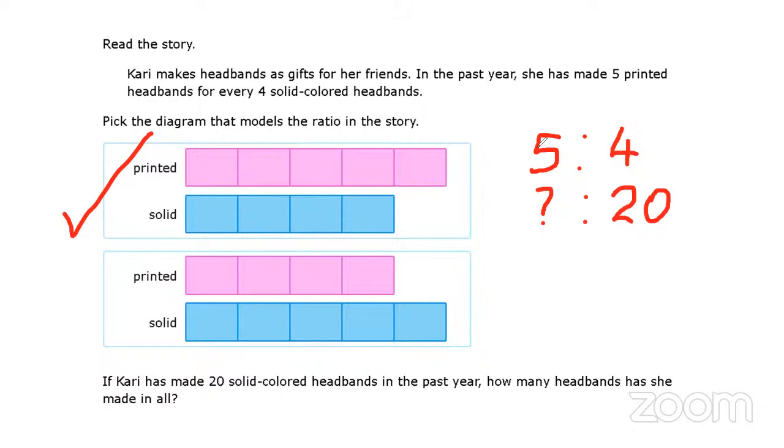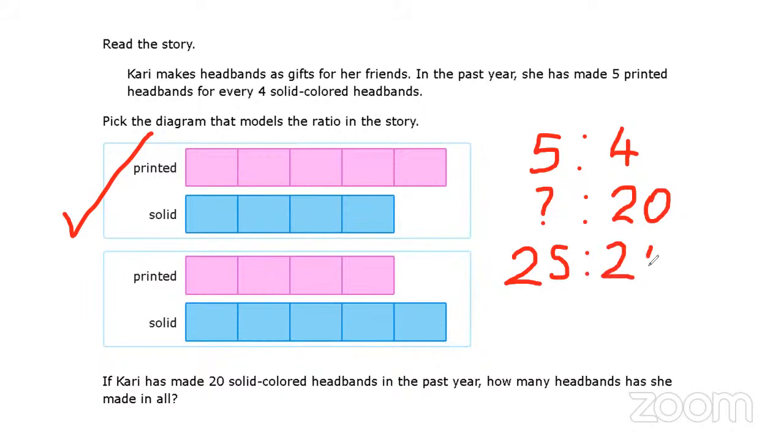Let me hear what Freezer thinks. She says that, okay, to get our answer, we're going to divide the 20 by 4 and we're going to get 5. All right. And then we multiply the 5 by 5. So you all are on the same point. So here we multiply 5 times 5. So we have 25 printed to 20 solid.